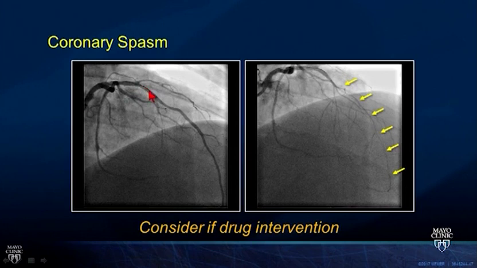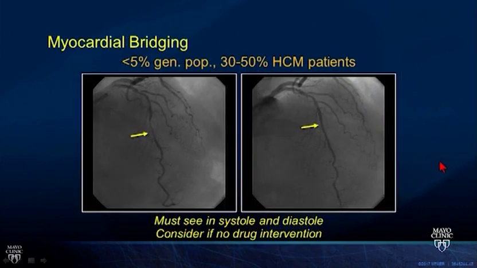You can see the microcatheter and the Doppler wire here. And this is the LAD before and after spasm. The caliber dramatically reduces. Here's an example of myocardial bridging.